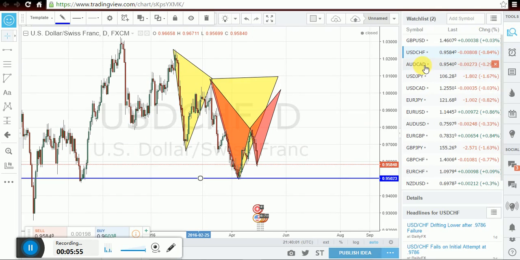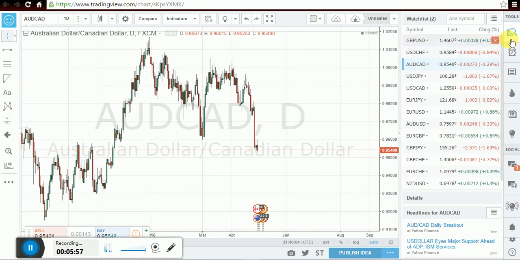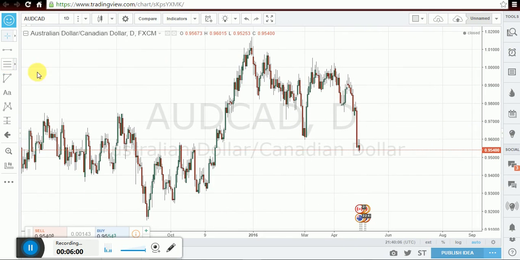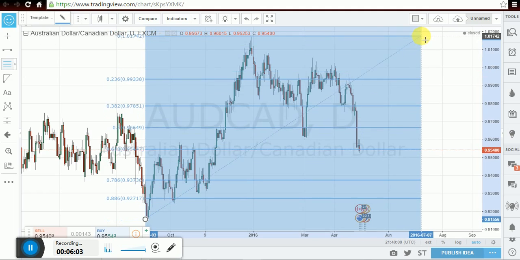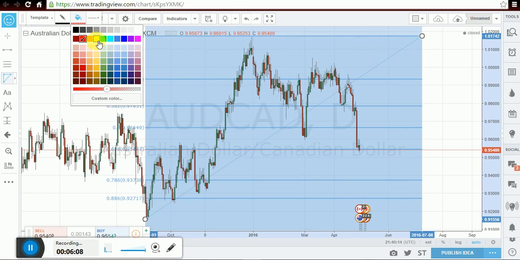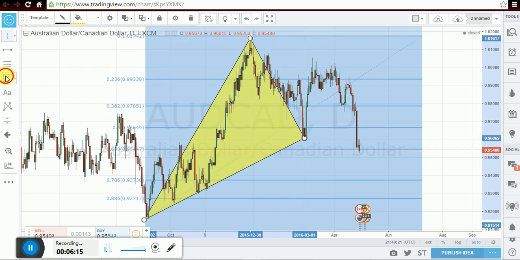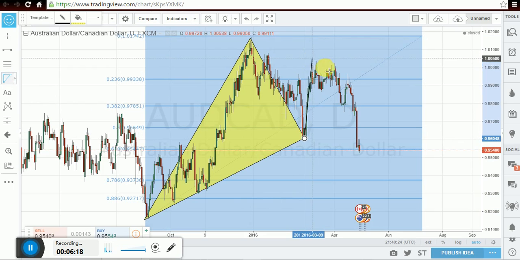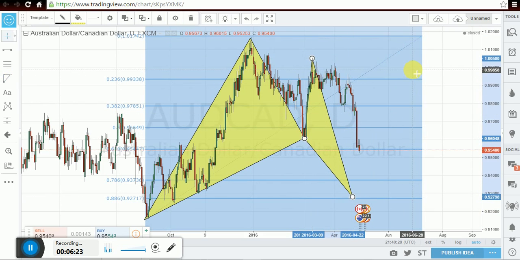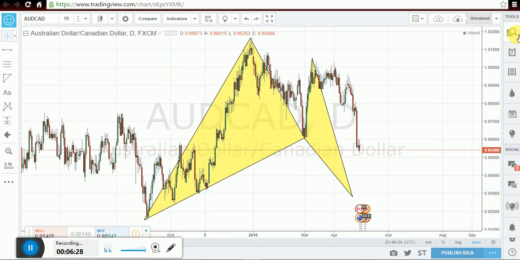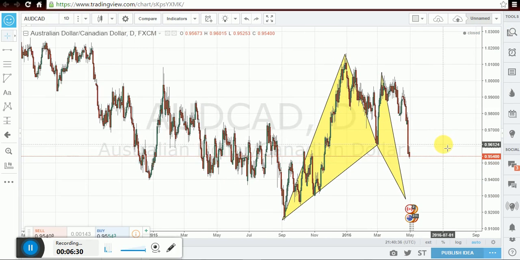So let's head over quickly to the Aussie dollar against the Canadian dollar. We do have another potential advanced pattern on this one. I think it's a bad pattern as well, with the A to B leg, B to C leg, so we have the bad pattern that's completing around 0.9280. So that's the only one on this pair.